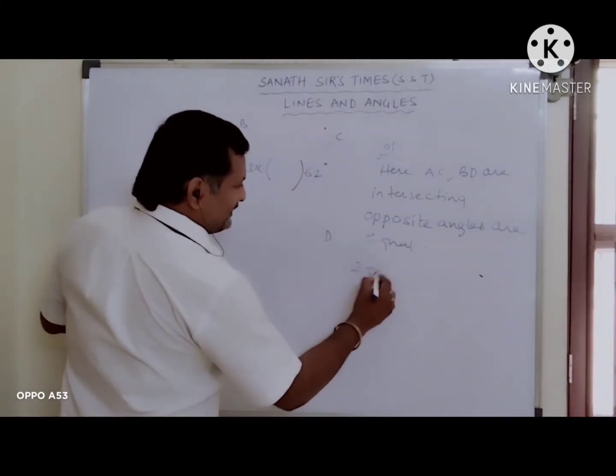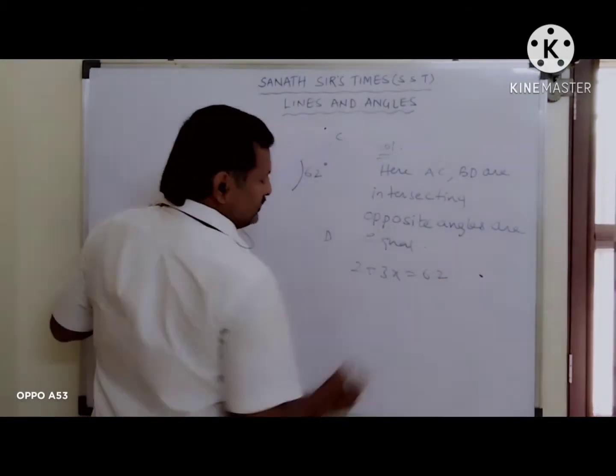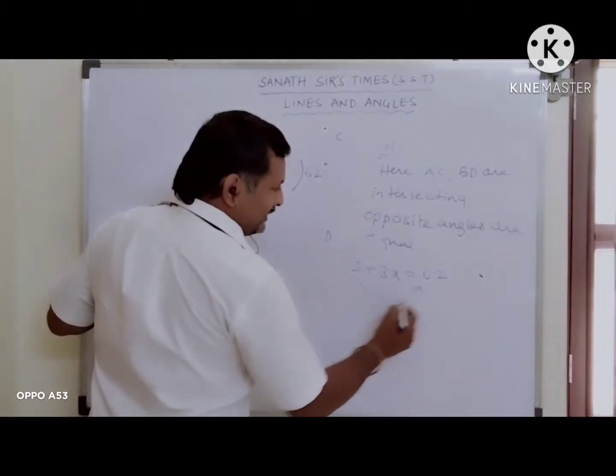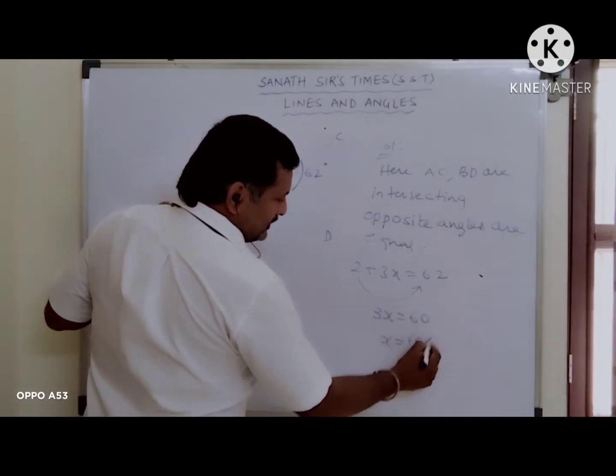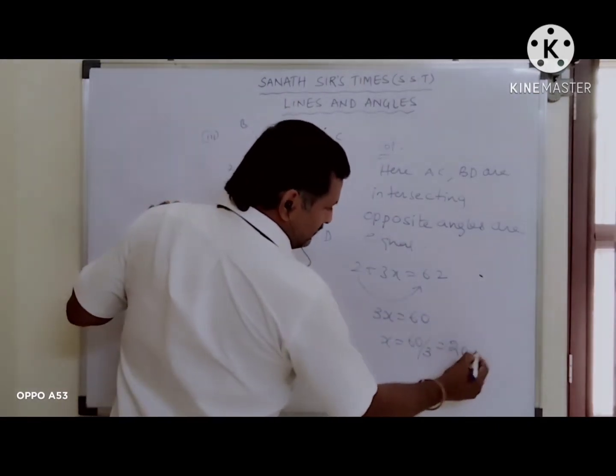So 2 plus 3x must be equal to 62. So when you send 2 to the other side, 3x will become 60. X is equal to 60 divided by 3, which is 20.